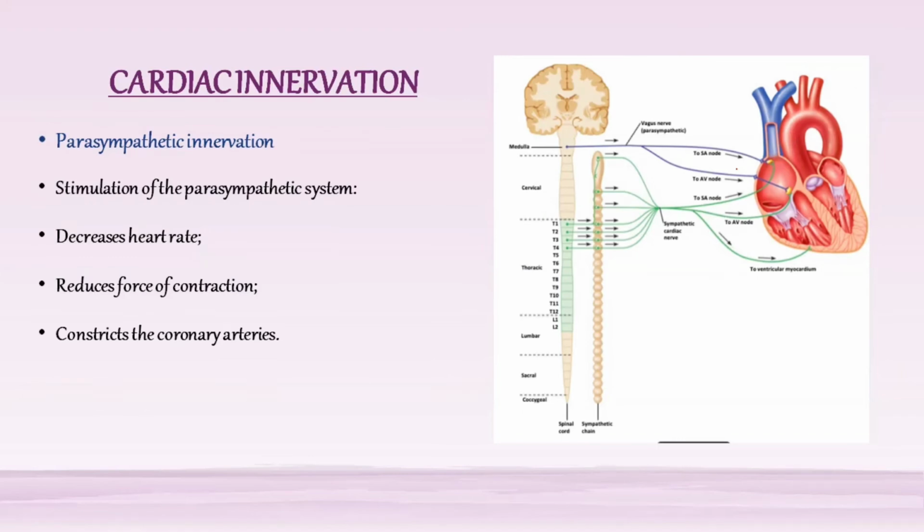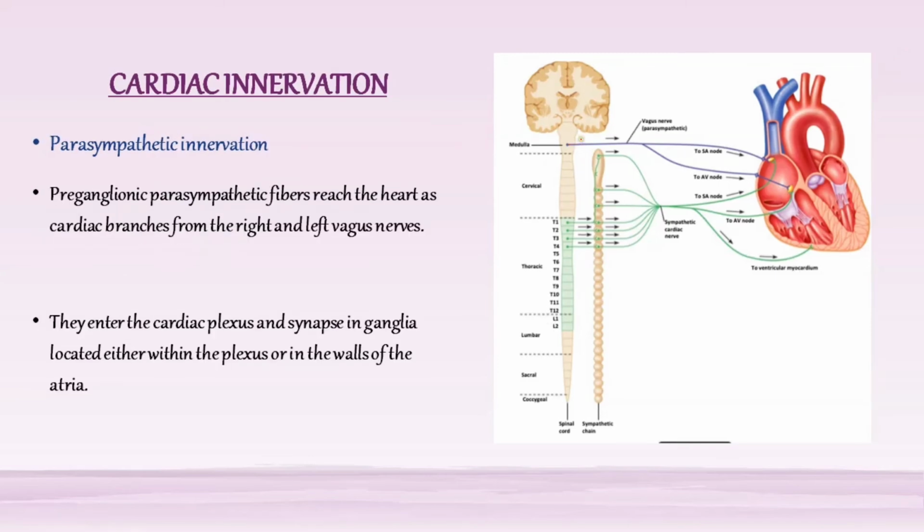Now the parasympathetic innervation. This blue line is showing the parasympathetic innervation. These whole green colored lines are showing the sympathetic innervation. This blue colored line is showing the parasympathetic innervation. Now the stimulation of the parasympathetic system decreases heart rate, reduces force of contraction and constricts the coronary arteries. Now the preganglionic parasympathetic fibers reach the heart as cardiac branches from the right and left vagus nerve.